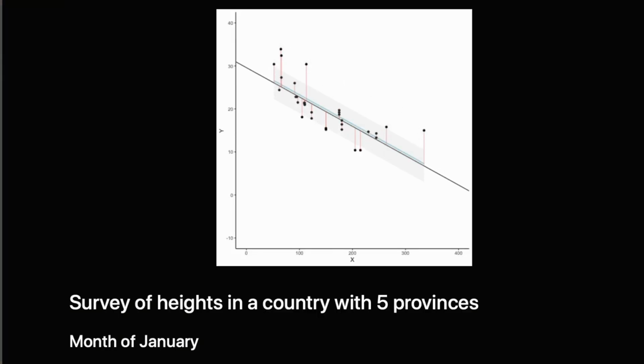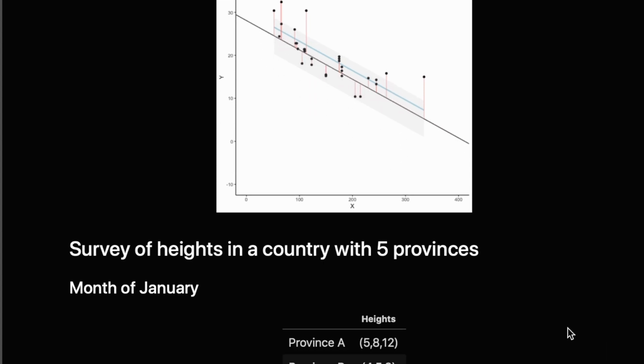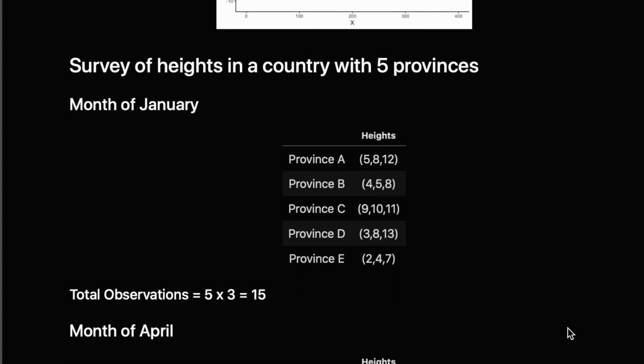Let's now connect the idea of sampling distribution to that of linear regressions. Let's think of a situation where we want to know the average height of a country's population. This hypothetical country has 5 provinces. Since it is not feasible to ask every person in the country their heights, and there is a limited budget, we decide to survey 3 people from each province of the country. We do this survey 3 times within the year to create a repeated sampling.